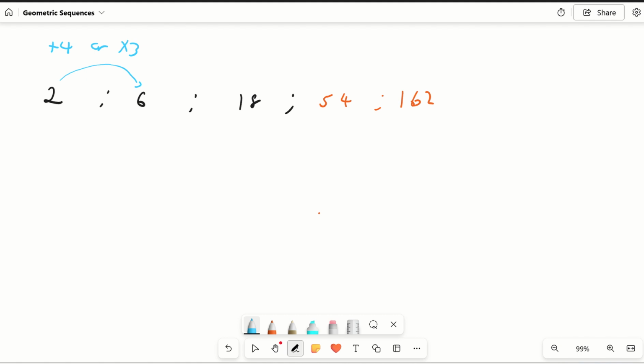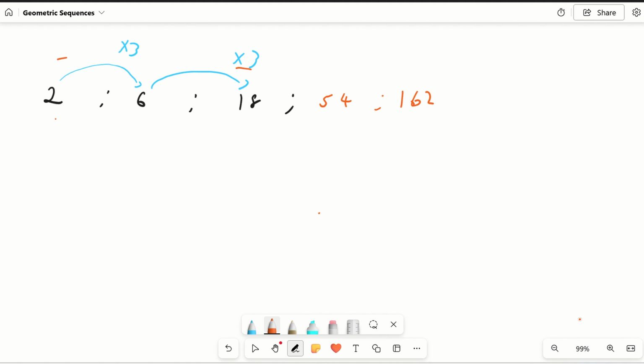How did I now move from 6 to 18? They could have either added a 12 or multiplied by 3. So what's happening now is that they added a 4 here, they added a 12, they multiplied by 3, multiplied by 3. So the logical one would obviously be multiplying by 3 because it is consistent. Therefore, to move between successive terms, they multiply by 3.